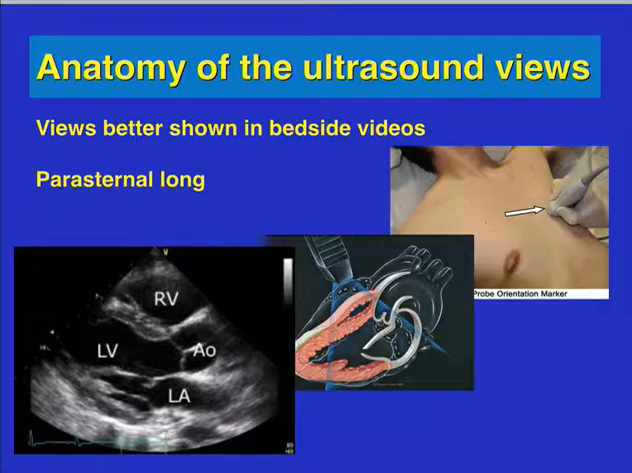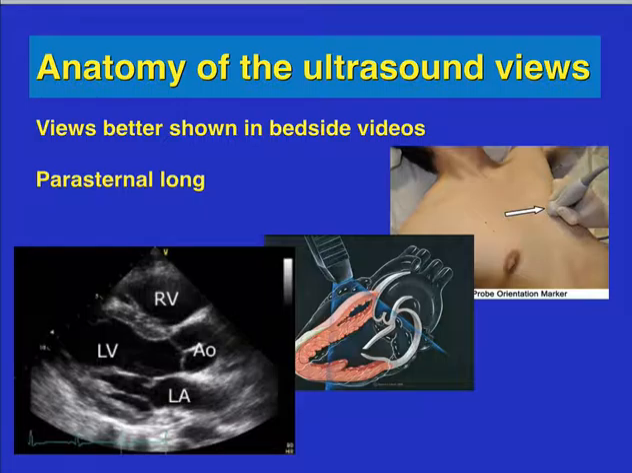So remember, parasternal view is parasternum. If the probe marker is pointed towards the right shoulder, that's the parasternal long view. And you cut the heart in long axis, and you're able to see the left atrium, left ventricle, sometimes partially the right ventricle. You don't always get to see a great view of that.